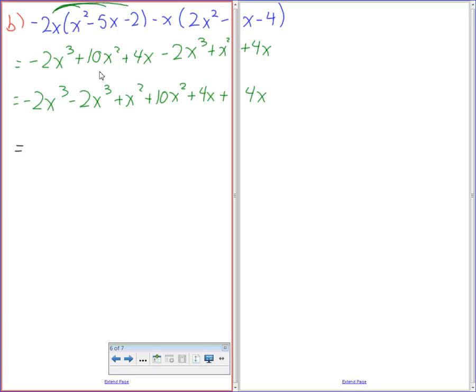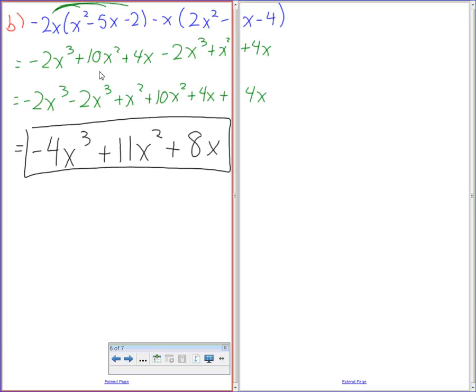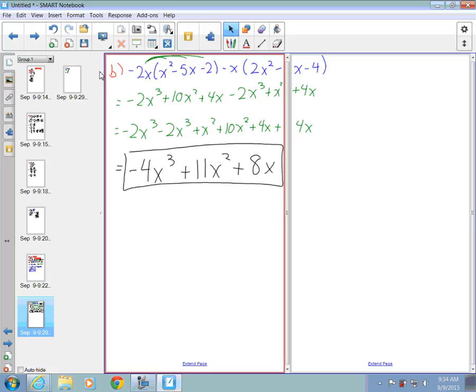All right, I'll write this on the board. I'll write it as big as I can. Ready? Negative 4x cubed plus 11x squared plus 8x. I can't write that big though. I'm going to pause the video and figure this out. Okay, let's hit pause in the video here and I'll figure out what's happening.